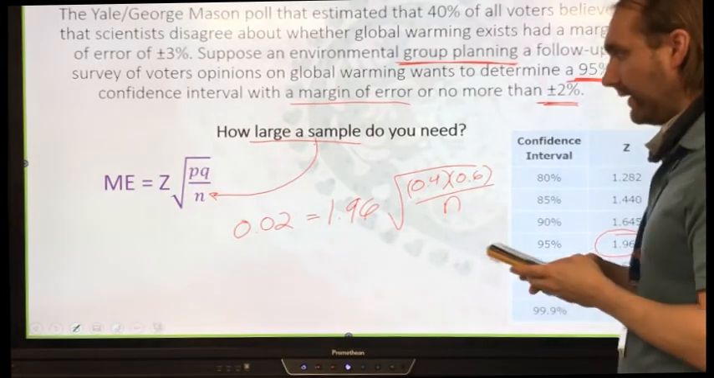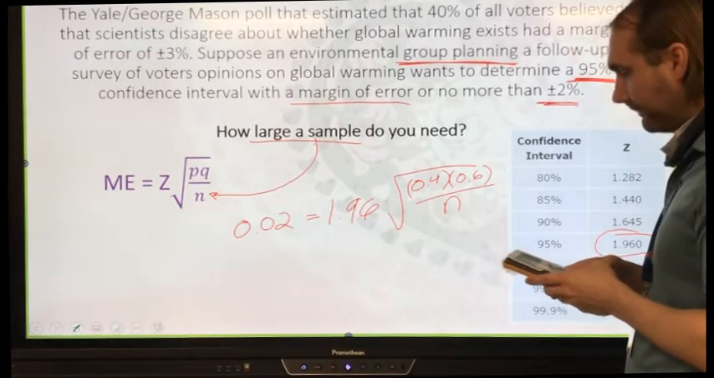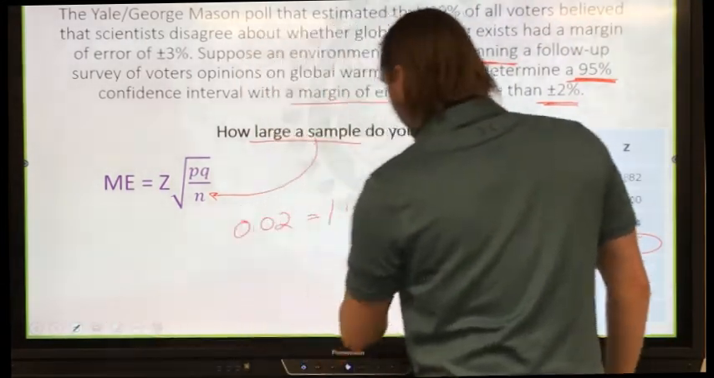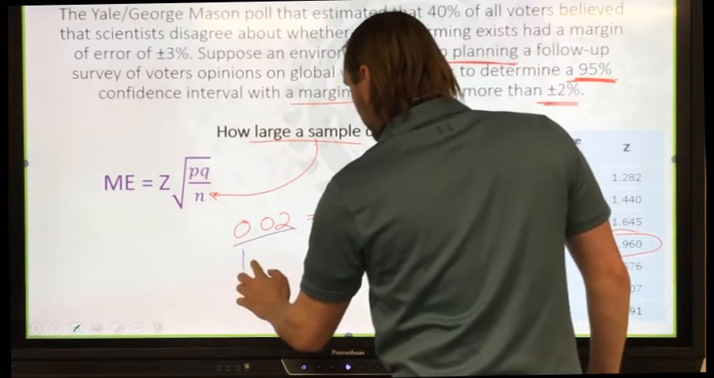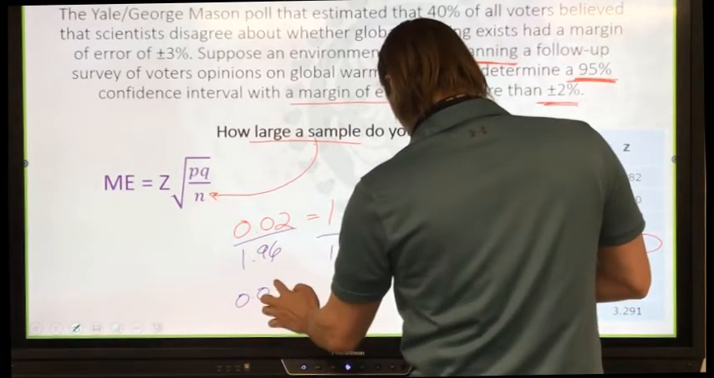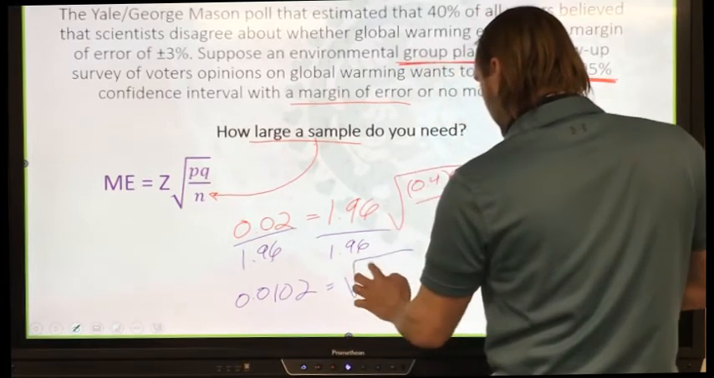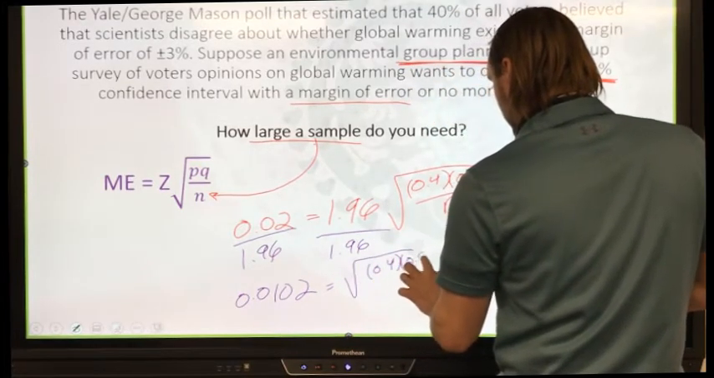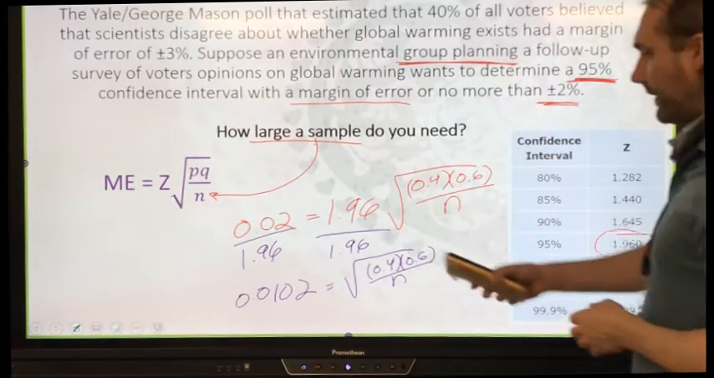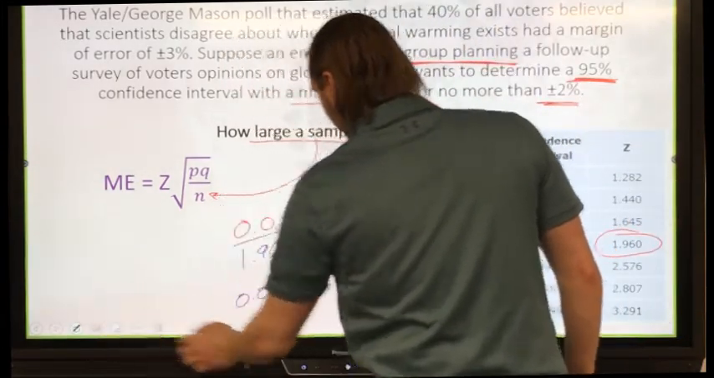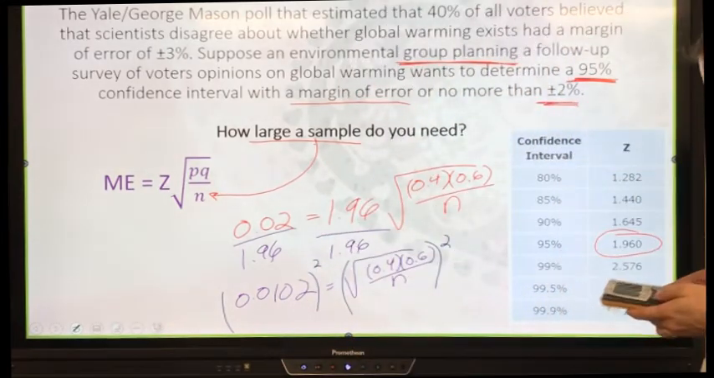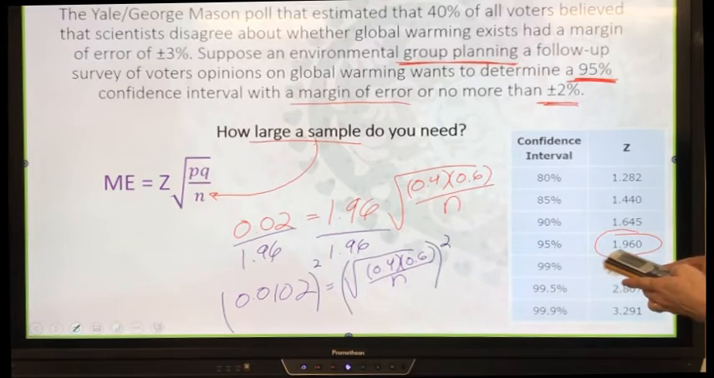We need to move everything over to the other side. So tell me, how would you solve this? Yeah, let's divide by that z value, right? You get 0.0102. What would you do next? Yeah, I need to get rid of the square root, right? So how do you get rid of a square root? What's the opposite? Squaring. So take that number and square it.